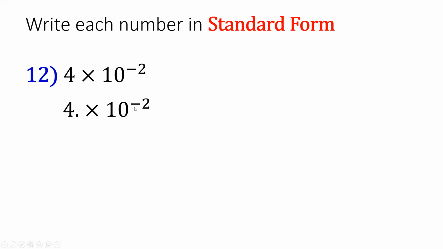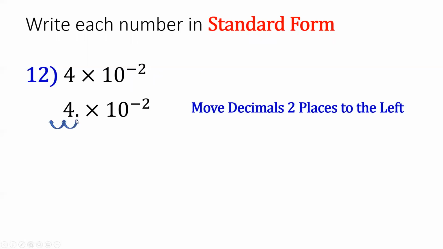And now that it says 10 to the negative 2nd power, since that's a negative 2nd power, that means we're going to make the number smaller. In other words, I'm going to move the decimal 2 places to the left. Whenever you have a missing space, we're going to fill that with a 0. So now our final answer is going to be 0.04. This is what the number originally looks like. This is our answer in standard form.